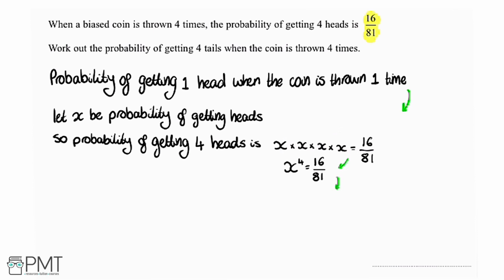Now if we want to get x by itself, we can just take the fourth root of both sides. So the fourth root of the left hand side is just x, and on the right hand side we're going to take the fourth root of 16 over 81. And if we put that into our calculator, we find out that that gives us 2 over 3.